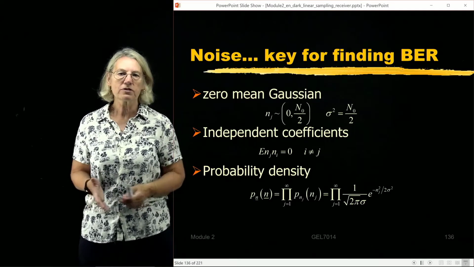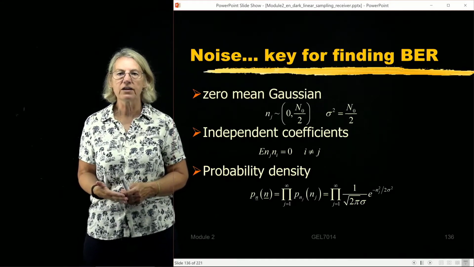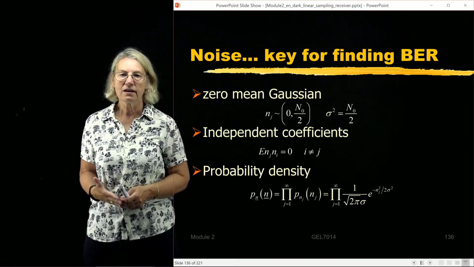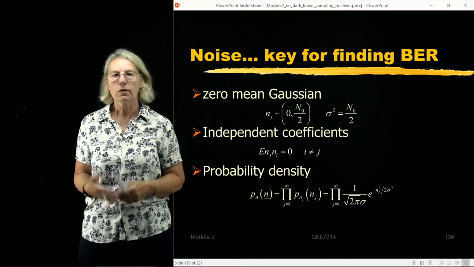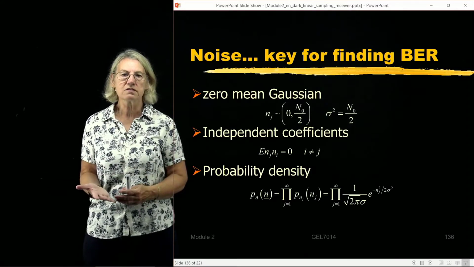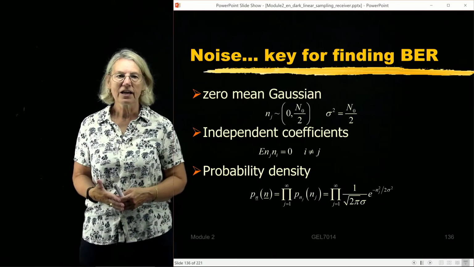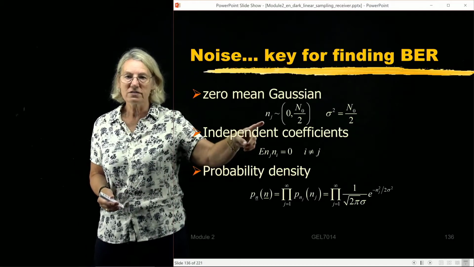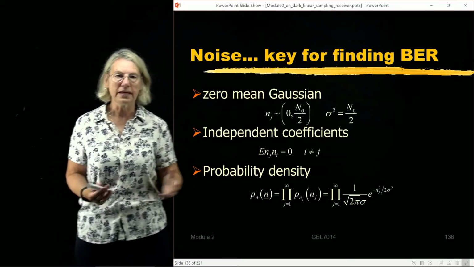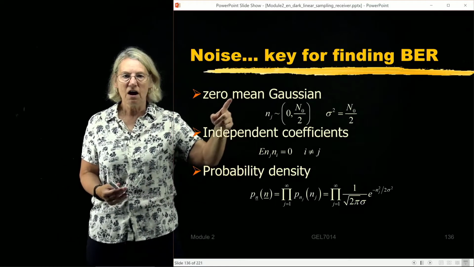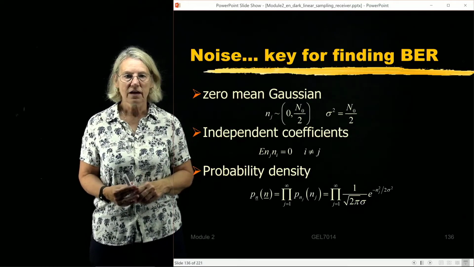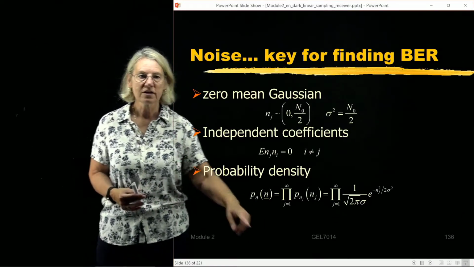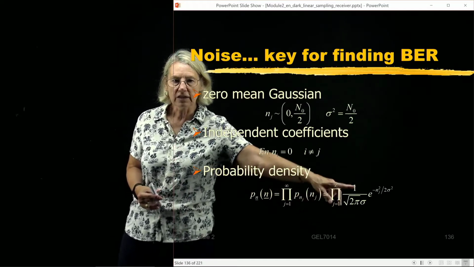We're going to be focusing on performance, and the performance we're evaluating in this case is bit error rate. The bit error rate is calculated based on the noise statistics. So it's always important to look at the noise and understand the probability density there in order to calculate the bit error rate. We've seen that the noise is represented in vector form. The elements of this vector are zero-mean Gaussian noise. They're independent, and we have the probability distribution for the noise, which is given by this total probability.